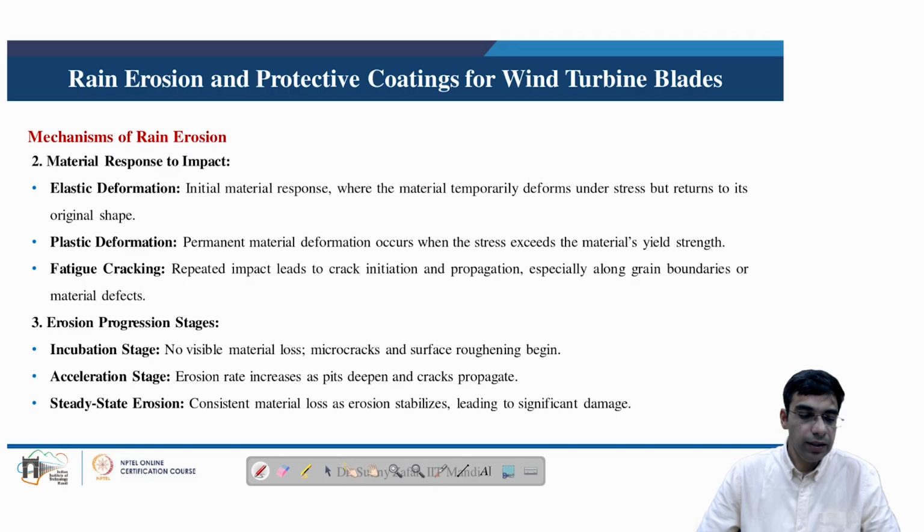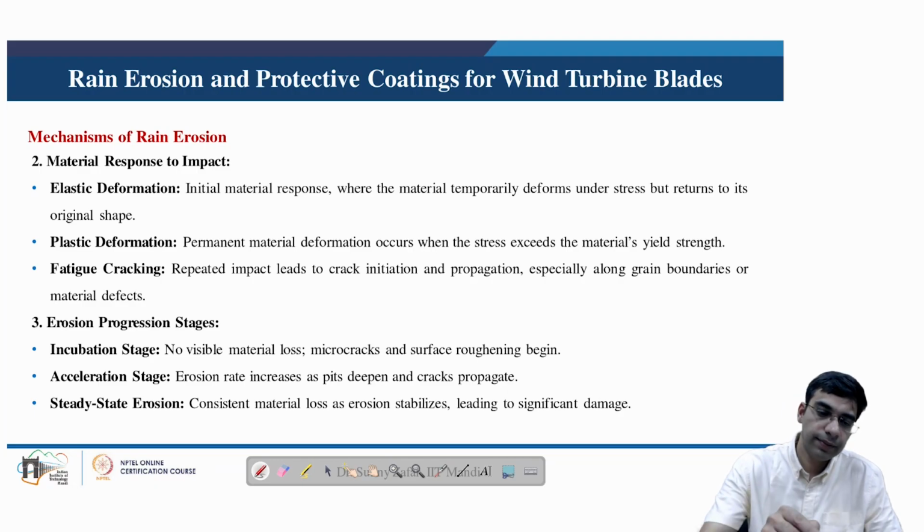The erosion progression occurs in three stages. First, we have the incubation stage, where there is no visible material loss, but micro cracks and surface roughening begin. The second stage is the acceleration stage, where the erosion rate increases as pits deepen and cracks propagate. The last stage is the steady state erosion, where there is consistent material loss as erosion stabilizes, leading to significant damage on the wind turbine blades.